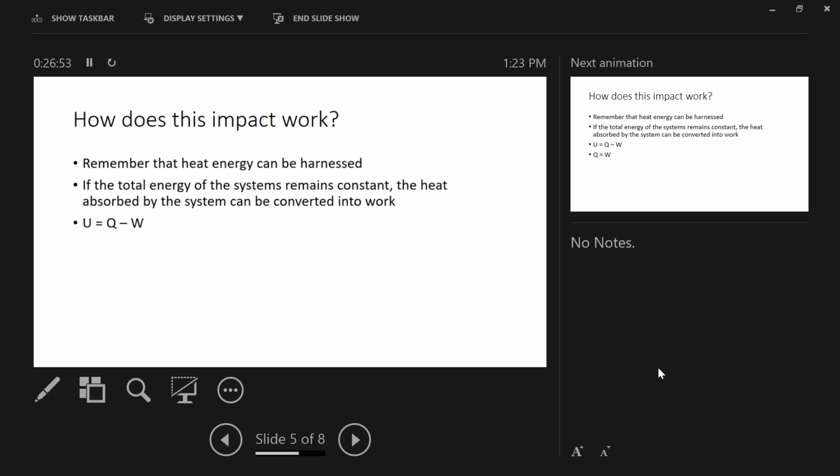So if you remember back to our formula, U, or the total energy of the system, is equal to heat absorbed minus work done by the system, right? You remember this formula? Even if you don't, you can nod and say you do, because it's somewhere in your brain. It's there, whether you want it there or not.